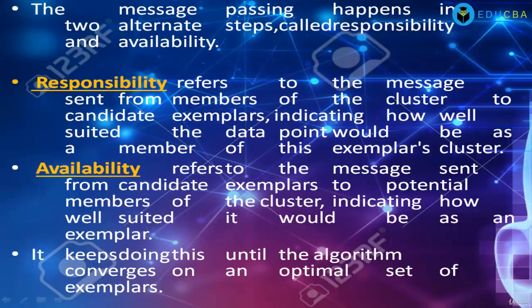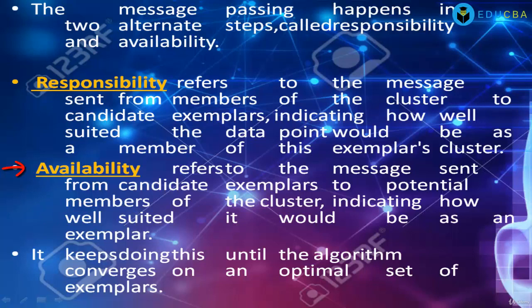So let's see. The message passing happens in two alternate steps called responsibility and availability. Now what are these two steps? Responsibility refers to the messages sent from members of the cluster to candidate exemplars, indicating how well suited the data point would be as a member of that exemplar's cluster. So that member indicates how well suited it is to be a member of that cluster. And next is availability.